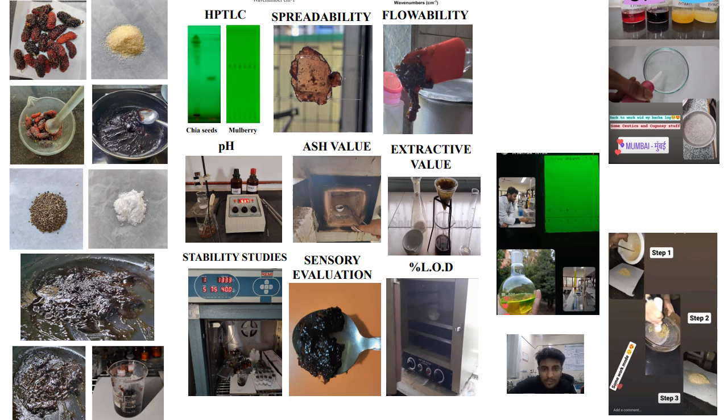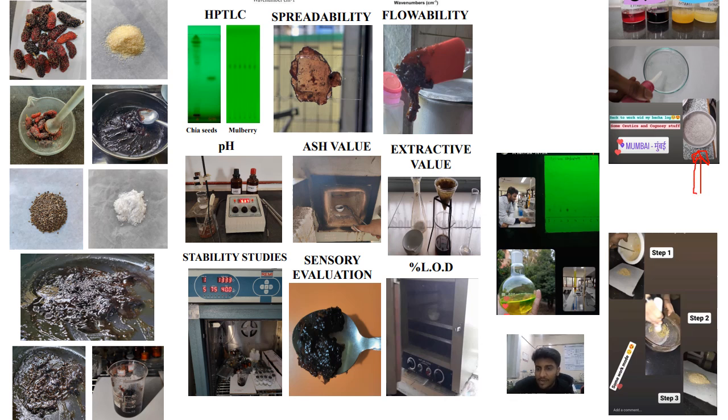This is a pH meter, ash value, extractive value, flowability test, the different case spreadability, and this is the image of TLC, again column chromatography. Then these are, again, sieving and size reduction, separation and all. This was the ice cream. This is another ice cream that we had made, or not ice cream, this was, I think so, yeah, this was candy sticks that were made.